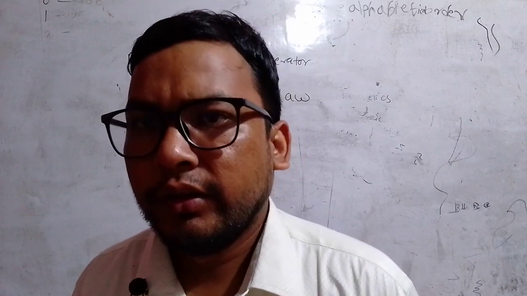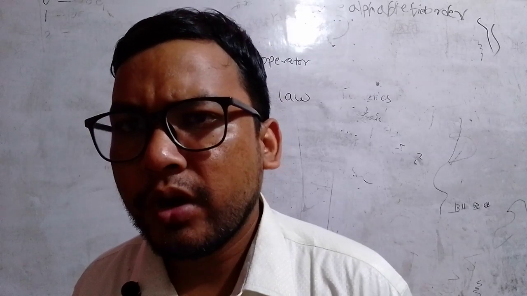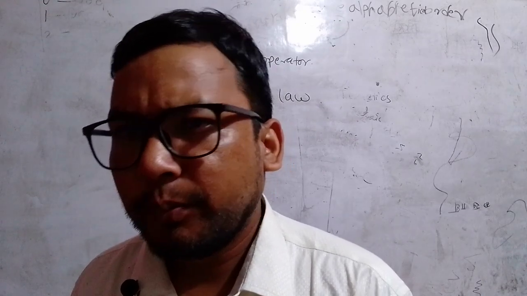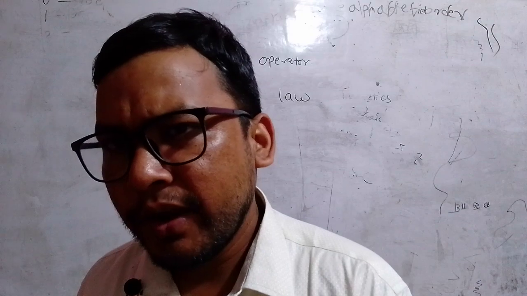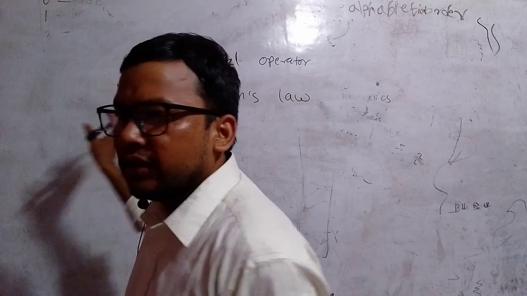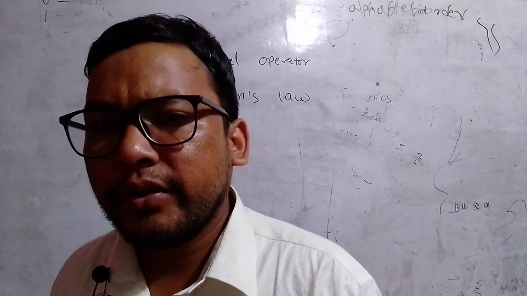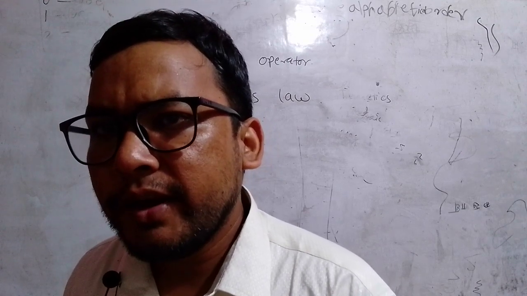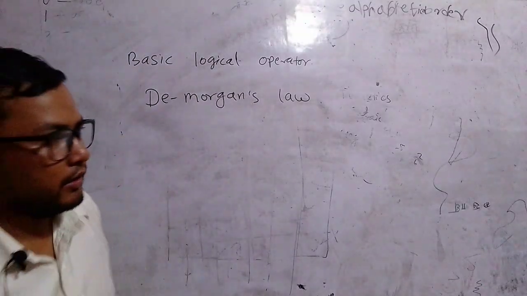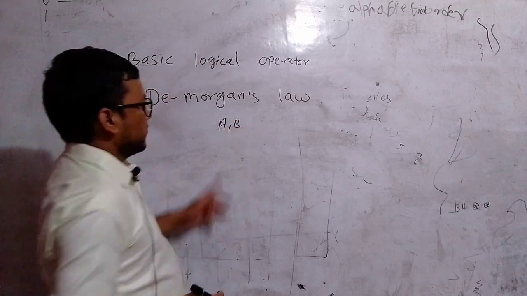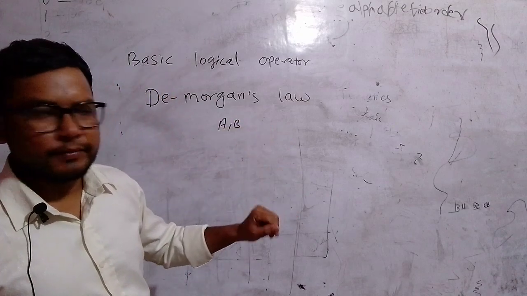That means the complement of the product of all terms. The complement means the negative operator here. The negative operator is also called the complement. The complement of the product of all terms is equal to the sum of the complement of each term. Now suppose A and B are the two terms given.